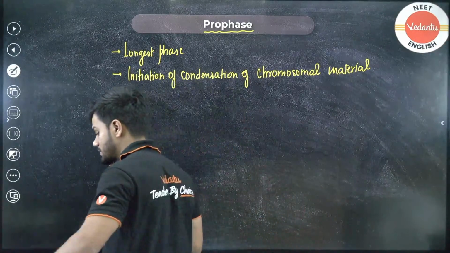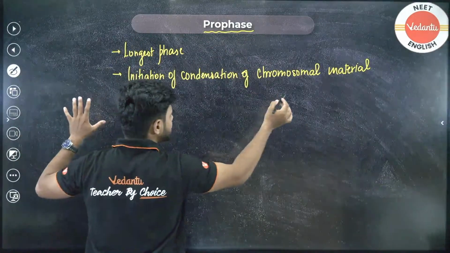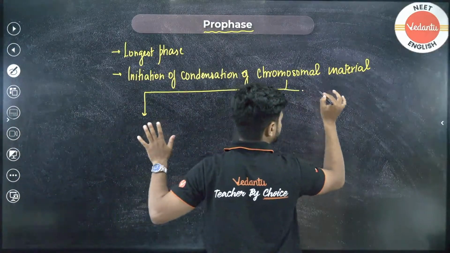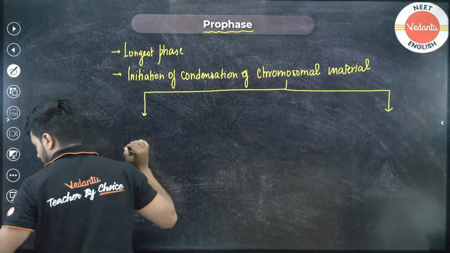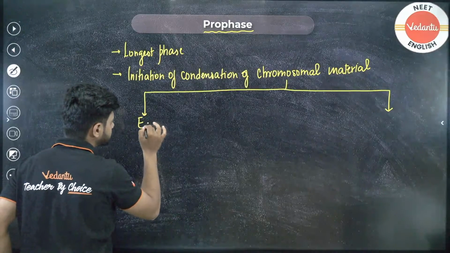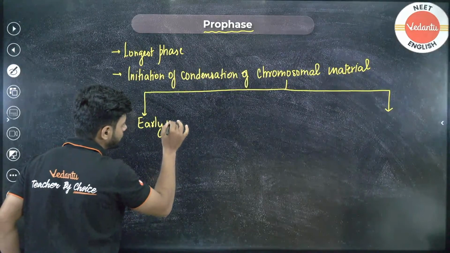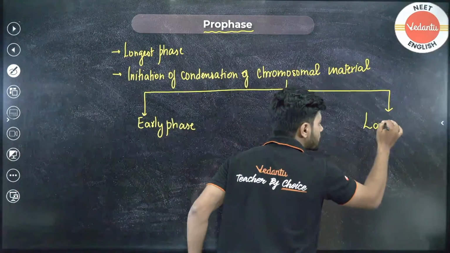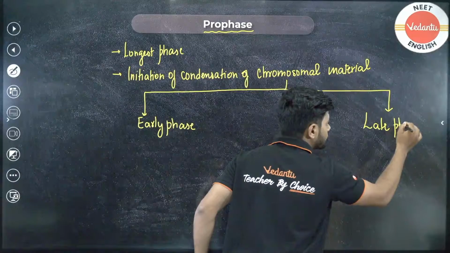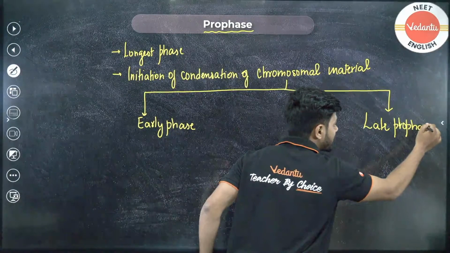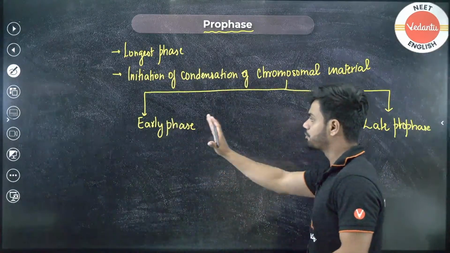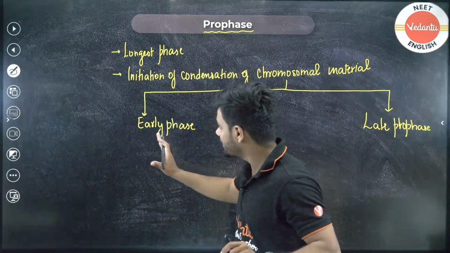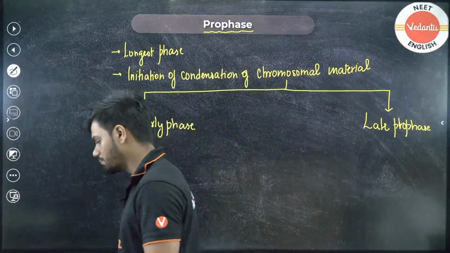And students, your entire prophase can be divided into 2 different categories. One is called your early prophase. The other one is called your late prophase. Early prophase as well as late prophase. Okay? Now, what is happening in your early prophase? That is very important.